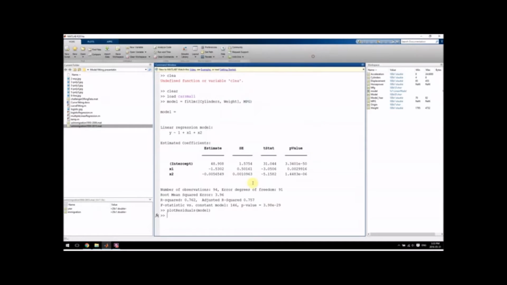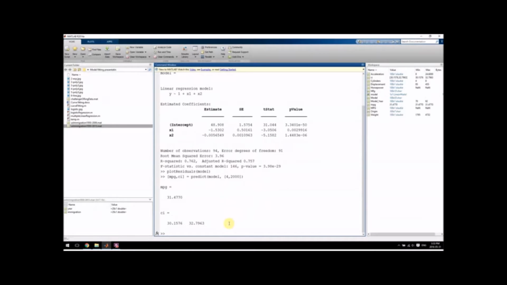Now, once we have this model, we can also use it to make predictions. So let's predict miles per gallon and a confidence interval of miles per gallon using the predict function for a car that has 4 cylinders and weighs, let's say, 2,000 pounds. Using our linear model, we can predict that if we could build a car with 4 cylinders that weighed 2,000 pounds, we could probably expect 31 miles per gallon, with a confidence interval that ranges from 30 to 33-ish.